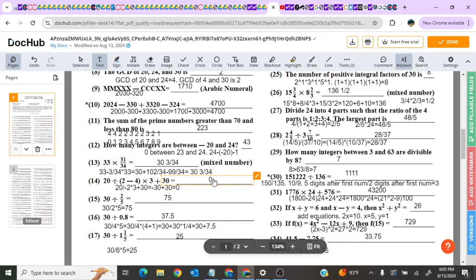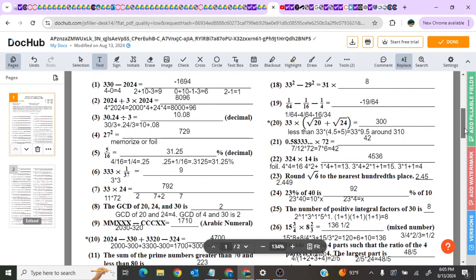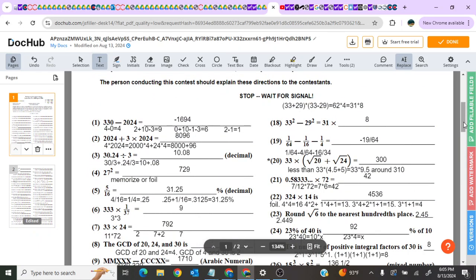And finally, 30 divided by 6 over 5. 30 over 6 times 5 is equal to 25. 18, difference of squares. Add the two squares, multiply it by the difference between the two squares. So 62 times 4, which is equal to 31 times 8. Divide by 2, multiply by 2. And you get a value of 8 for your answer.